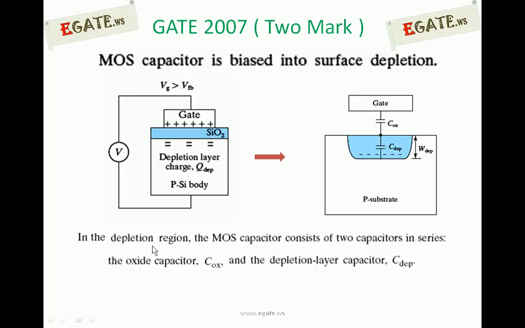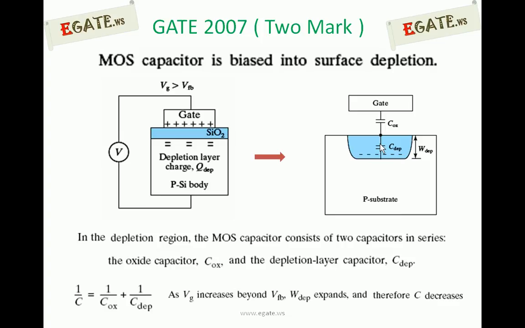So in the depletion region, the MOS capacitor consists of two capacitors in series, as you have seen. One is the oxide capacitor COX, and the other is the depletion layer capacitance C depletion. If we add both, that is the effective capacitance between gate and substrate. So that effective capacitance can be written as: 1 by C is equal to 1 by COX plus 1 by C depletion.